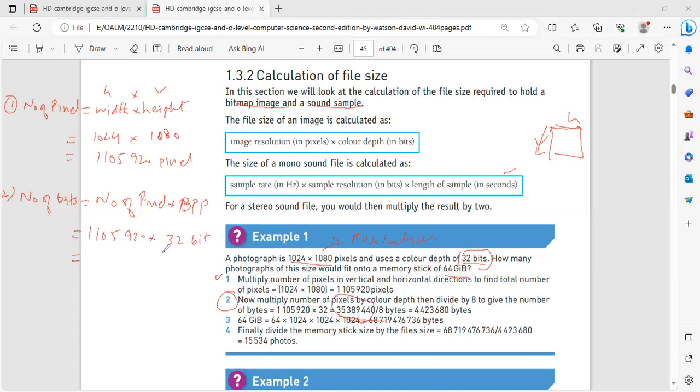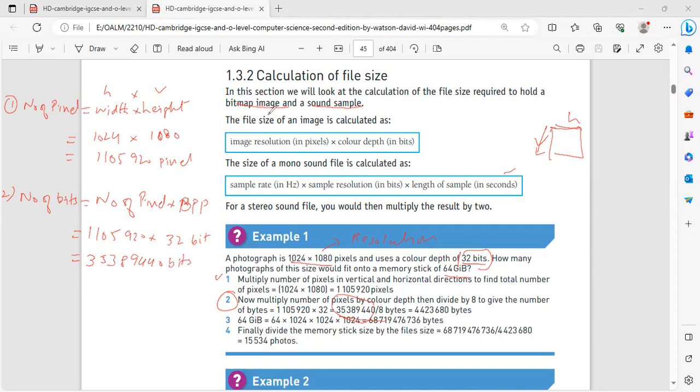Okay. So 35,389,440 bits. This step they have done in one stage, but I will do it in 2 stages. Okay, step number 2 I will do in 2 stages. So in the first stage I have calculated the number of bits. You just have to multiply whatever number of bits is given with the number of pixels.